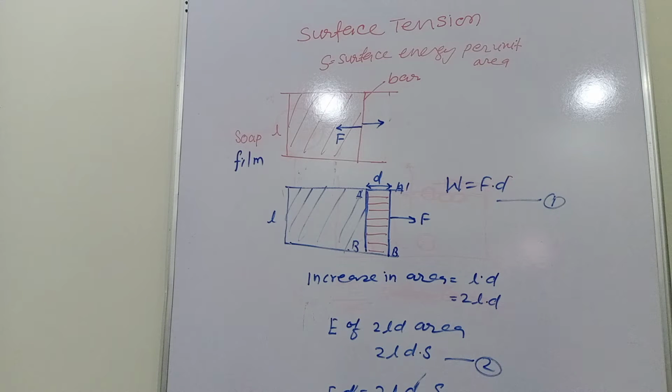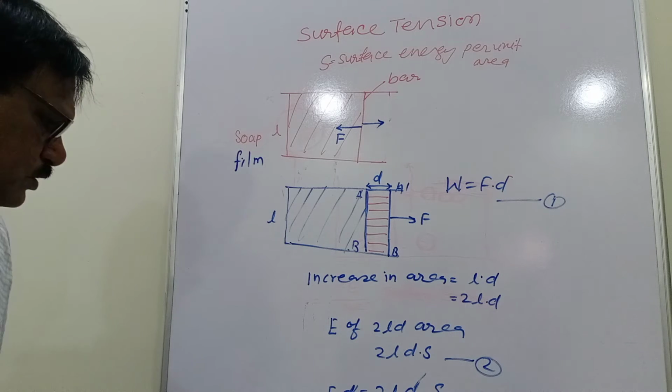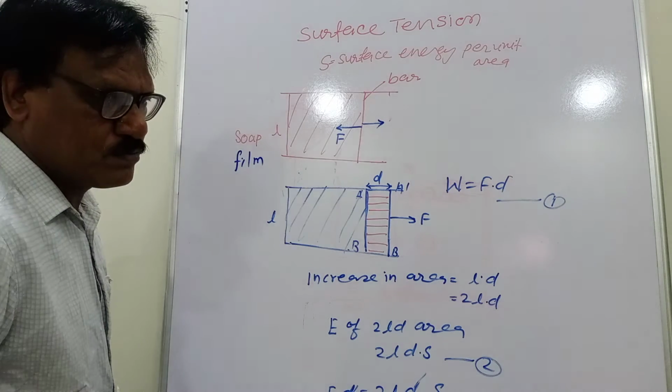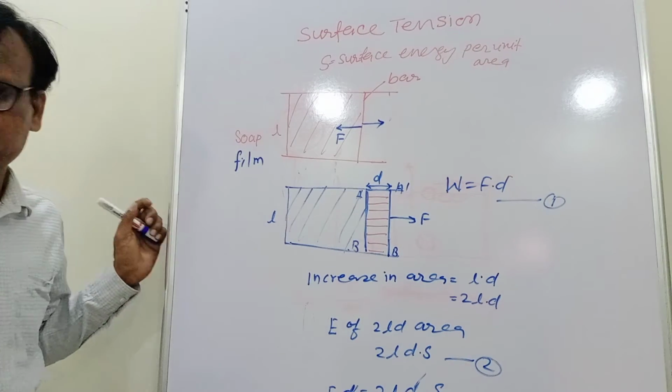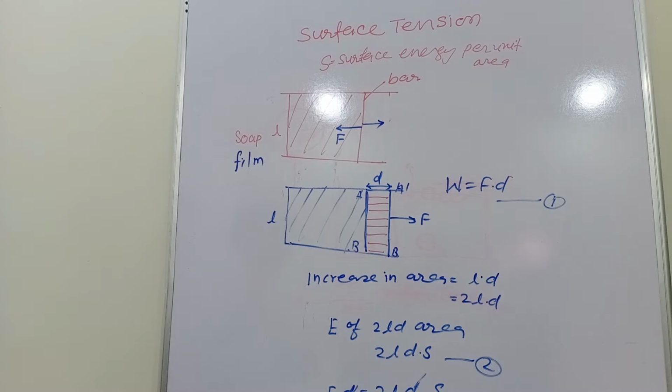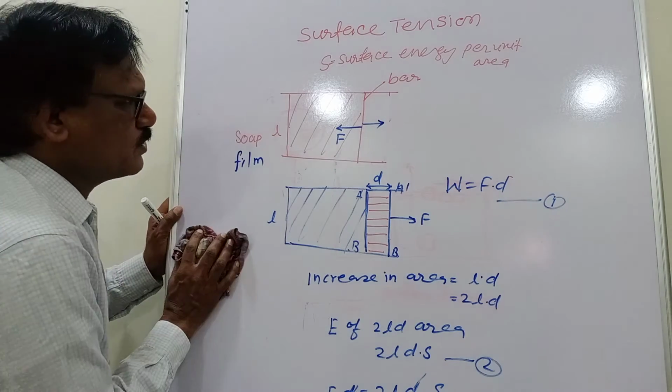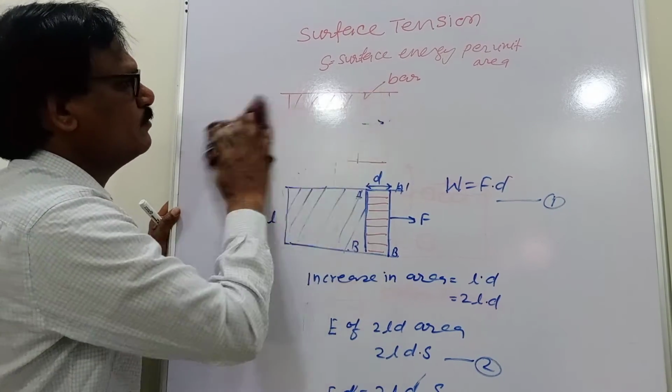Similarly, we can take one more example: the excess pressure inside a bubble or a drop. What is the excess pressure? Due to that, the bubbles and drops are spherical in shape. So what is the excess pressure inside a bubble, that we will see now.